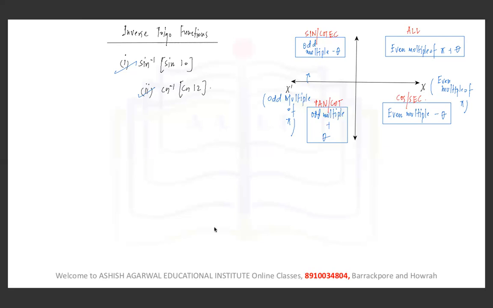But so far we have understood one new concept: that we can call the first quadrant even multiple of pi plus theta, and the fourth quadrant even multiple of pi minus theta. Similarly, odd multiple of pi minus theta means the second quadrant, and if it is odd multiple of pi plus theta, it is the third quadrant. What is the use, or what application are we going to see?